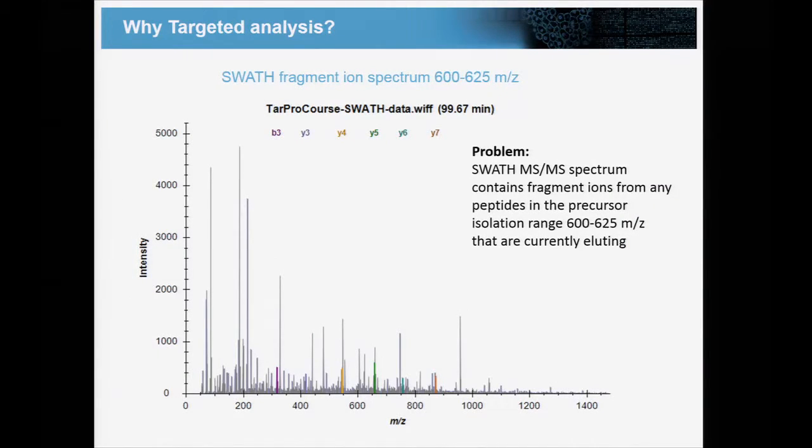So just to remind you why targeted analysis: somebody asked, can we look at a spectrum from a SWATH or DIA MS2 spectrum? So here's an example of one. And you can see it's very busy, right? And just to point out, what's the problem here?